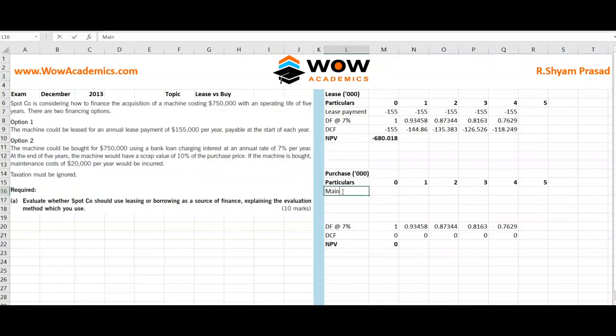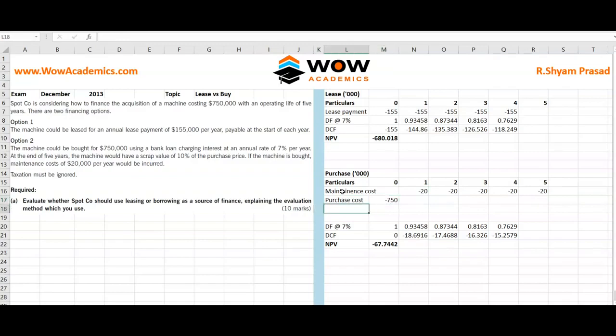We'll start with the maintenance cost. So maintenance cost is a negative number. It comes to 20,000, so we'll have it as 20. Copy and paste it across all the 5 years. We have purchase cost. So purchase cost is on the 0th year. So that comes to 7,50,000.